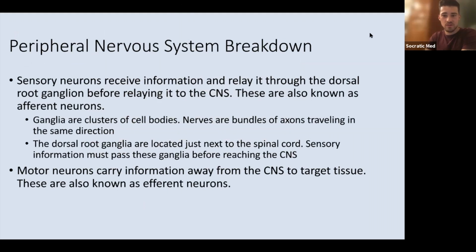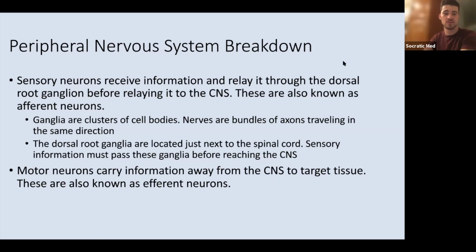Okay, so moving on to the peripheral nervous system. We have sensory neurons that receive information and relay it through the dorsal root ganglion before relaying it to the central nervous system. These are known as afferent neurons. So like we said before a couple of times in this lecture, sensory neurons are afferent neurons. Afferent neurons are arriving neurons. So they are coming from your body to the central nervous system.